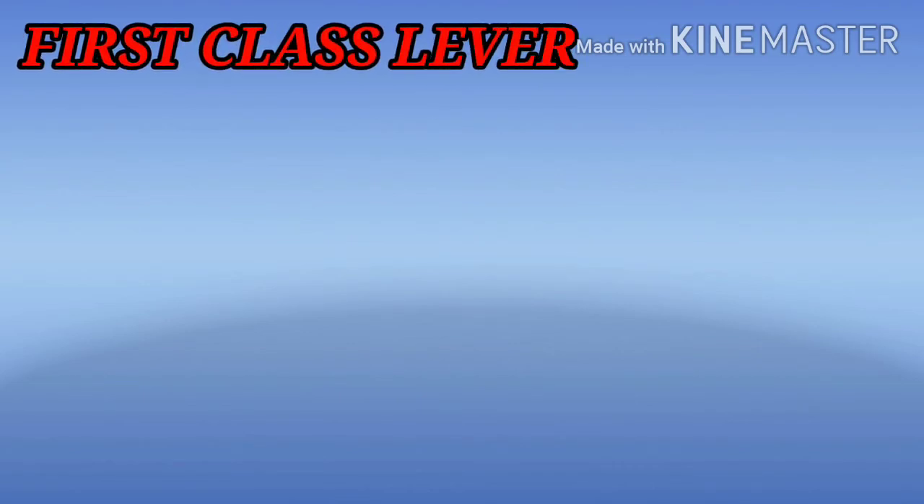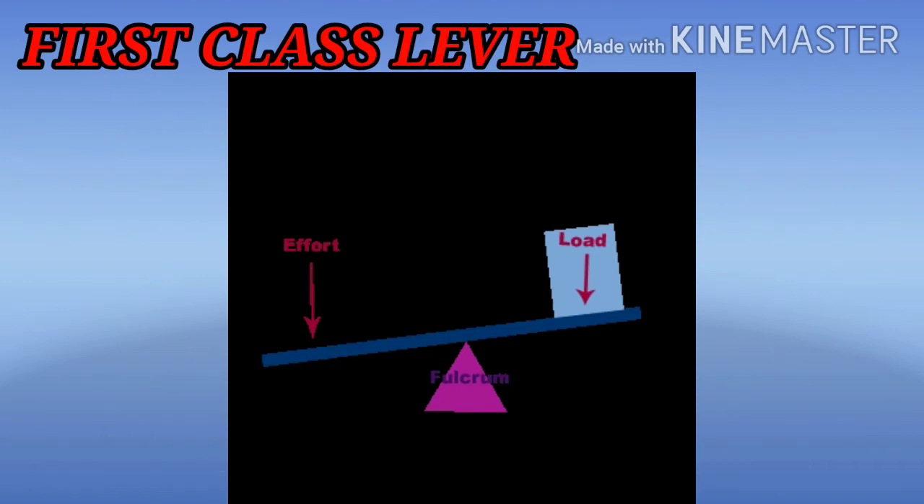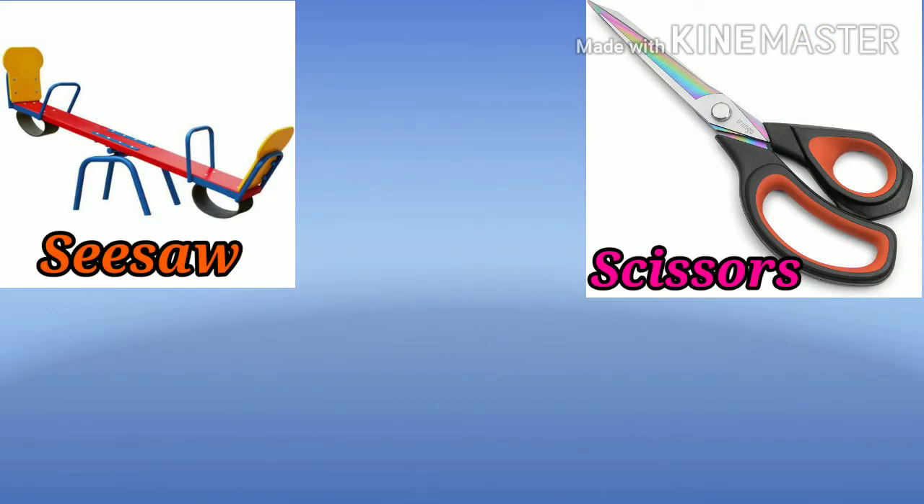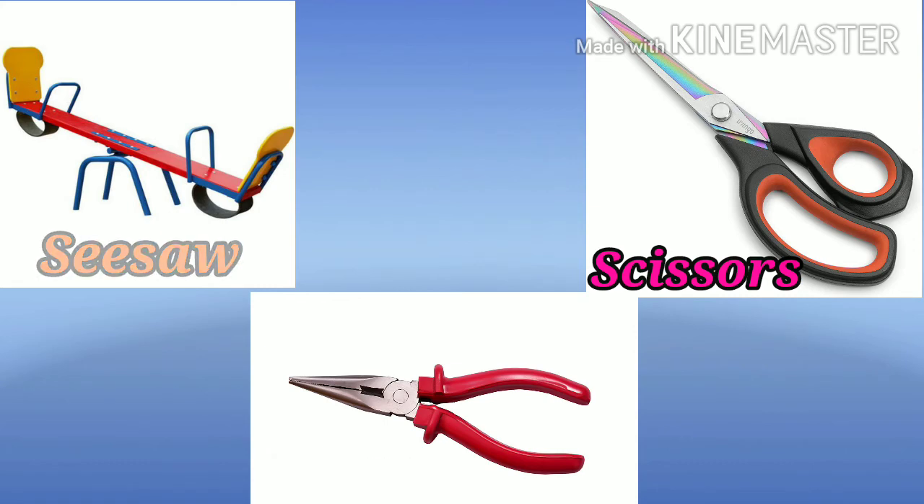The first type is first class levers. First class levers have the fulcrum in the middle. The load and the effort are on either side. For example, seesaw, scissors, pliers, etc.